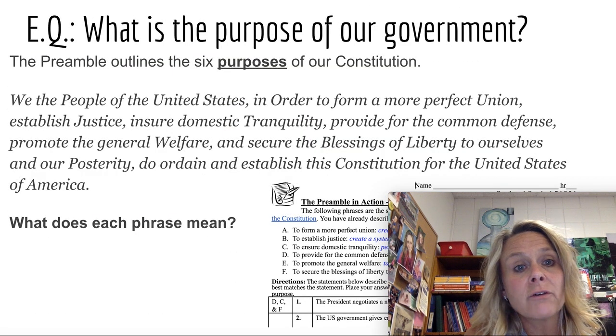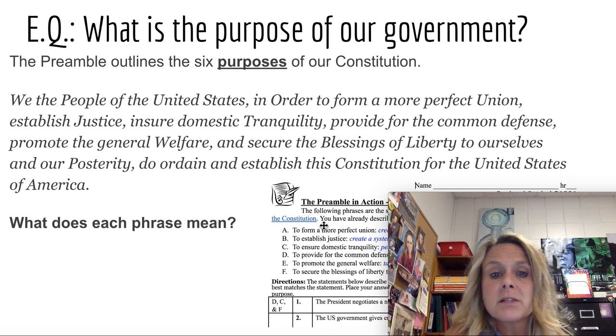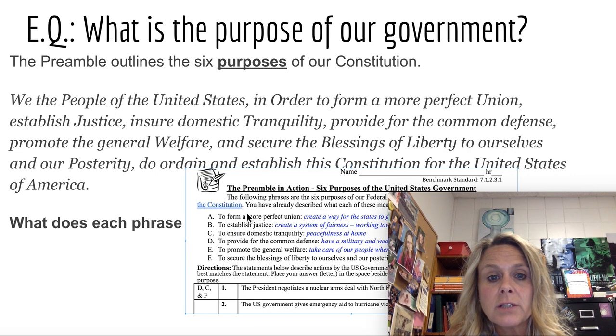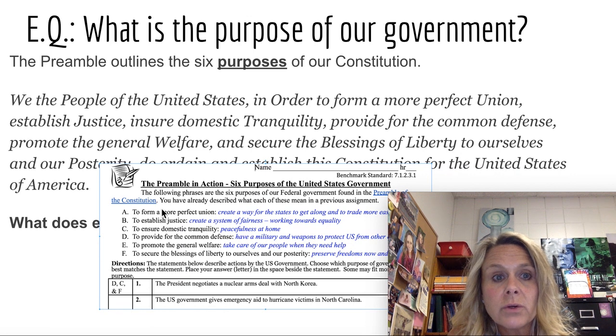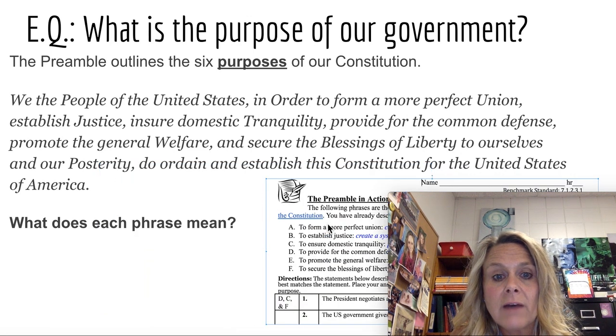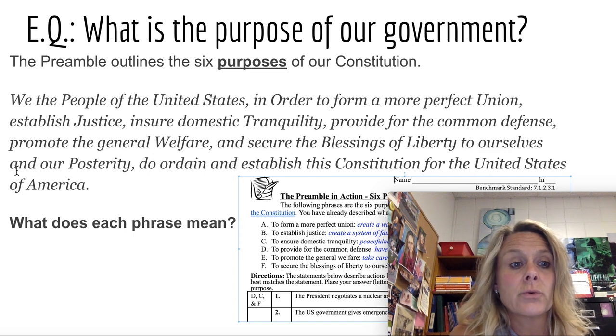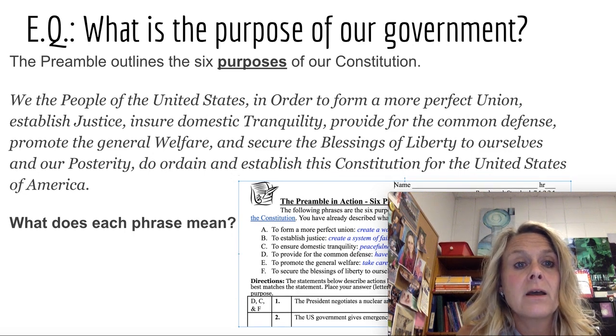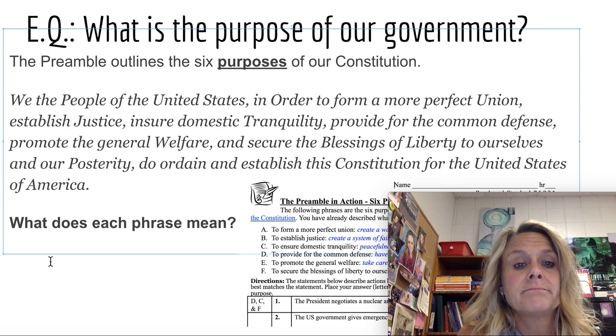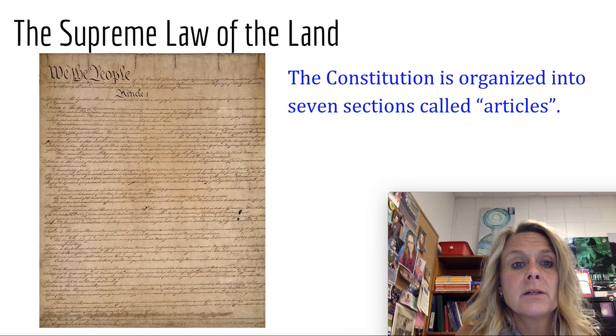So the purpose of government, the preamble, this is when you did it on this worksheet. So I'm just going to show you a review. This is the purpose of our government. You have that worksheet to study, and you actually did that preamble in action, so we're not going to go through that again.